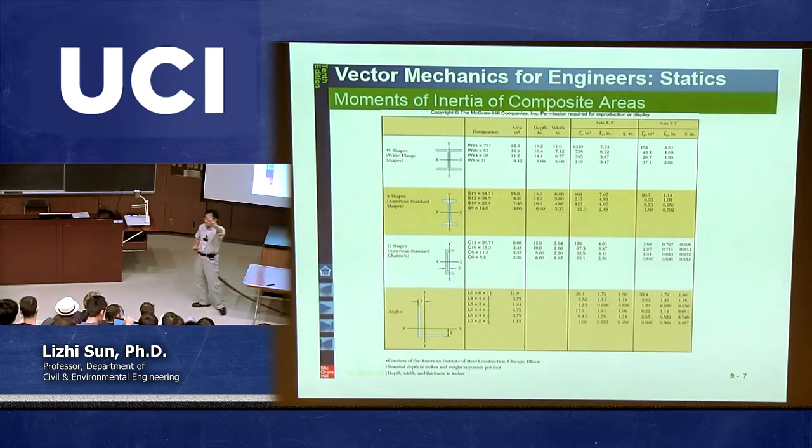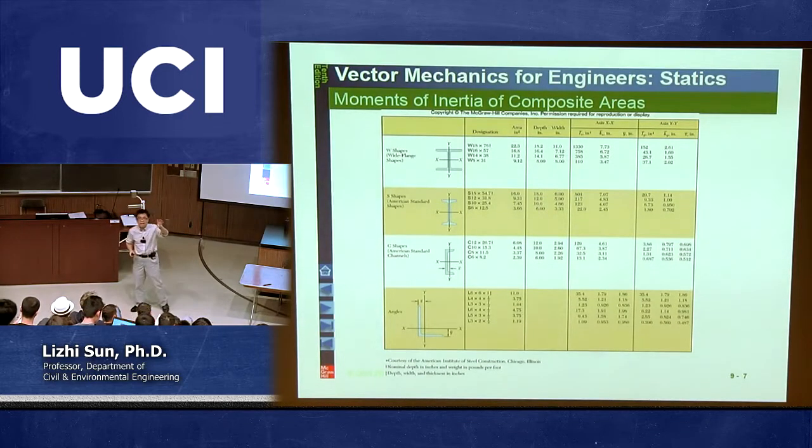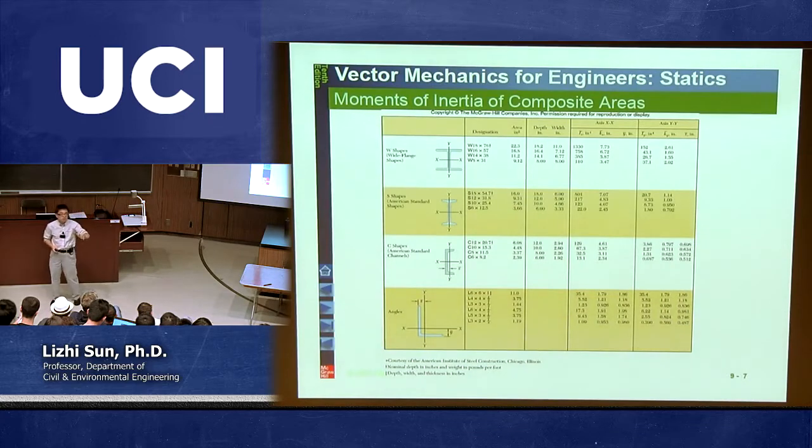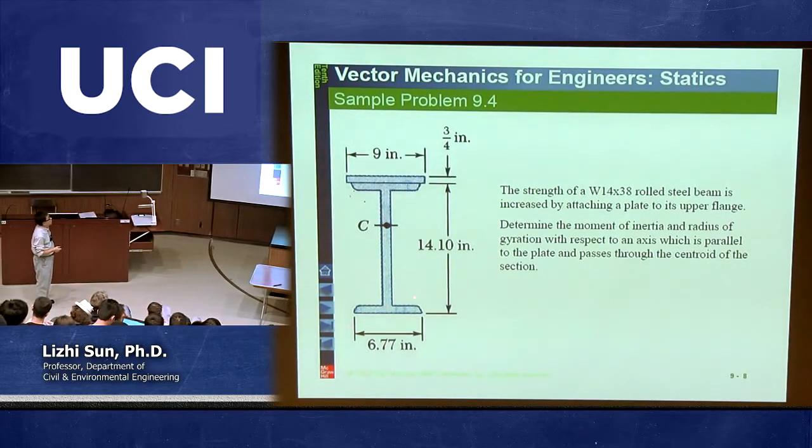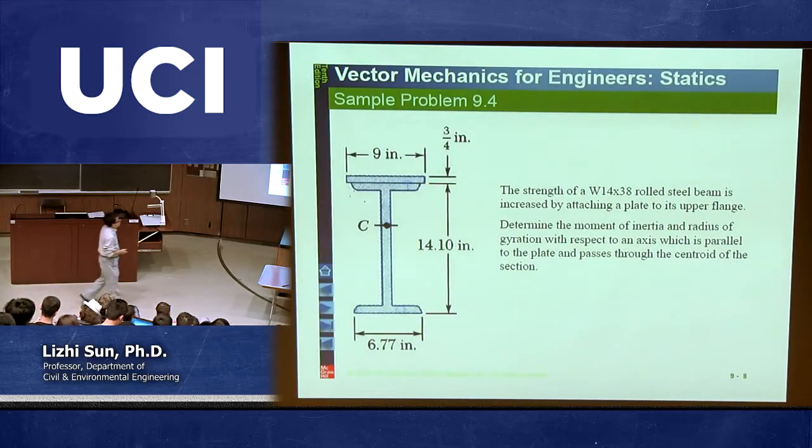It is our kind of steel structure Bible in civil engineering, because basically it is very thick. There's more than 1,000 pages with all the information you get. If you want to become a structural engineer specializing in steel structures, that's really your Bible. You just have to look at it almost every day. Okay, so let me talk about this example and see how we can calculate the moment of inertia.